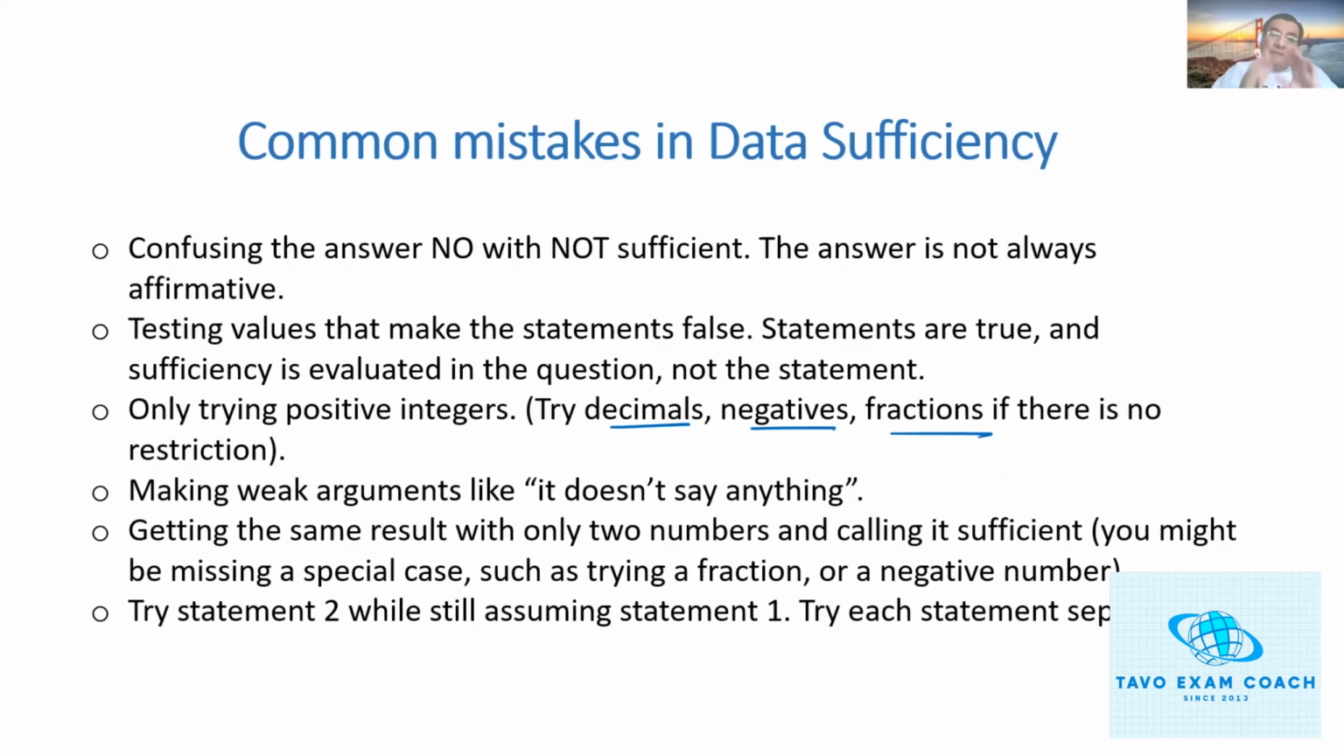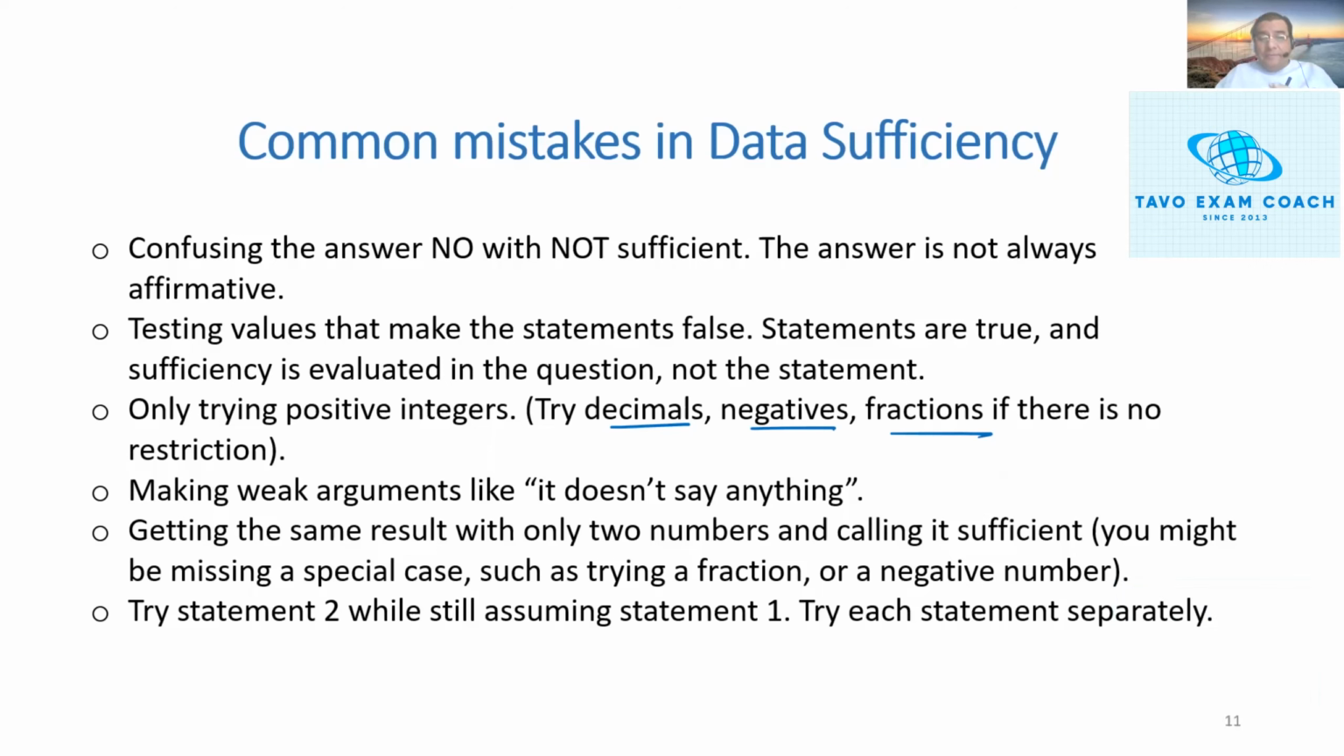And always evaluate statements one at a time. Don't get confused by trying statement 2 as you assume in your mind that statement 1 is also true. You need to evaluate statements on their own, separately. The only moment in which you can try to combine the information in the two statements is when each statement on its own cannot yield a unique answer to the question. Okay? If you follow these tips, you will not make mistakes in data sufficiency.